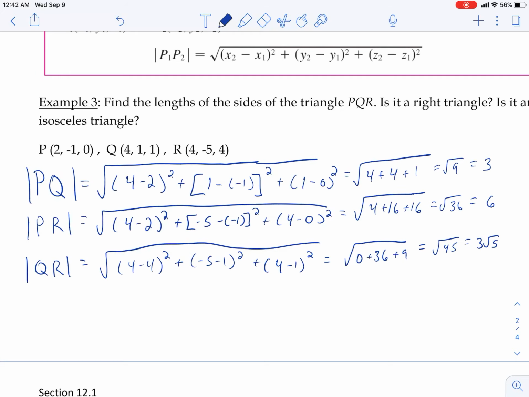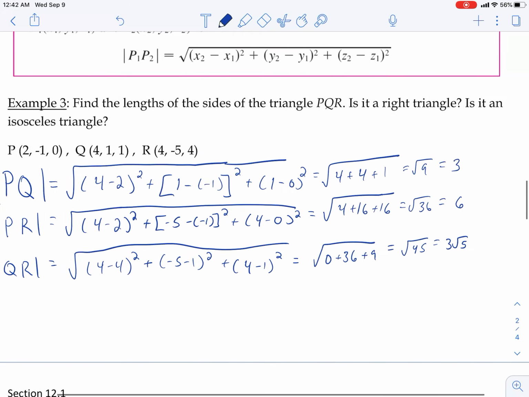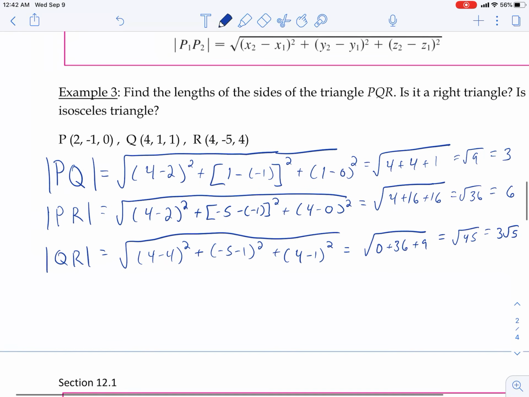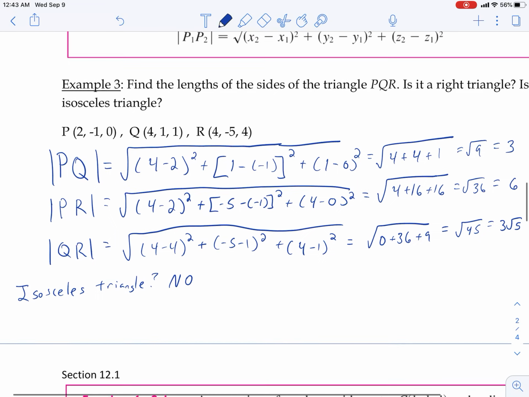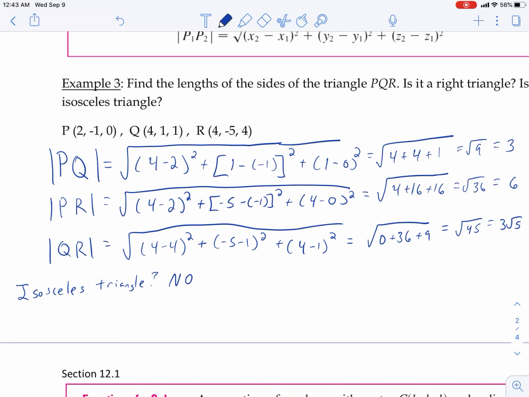Alright, and now what we want to determine is, is it a right triangle or is it an isosceles triangle? Well, we'll first look for an isosceles triangle just because that's easier to tell. Is it an isosceles triangle? I hope you're able to answer no, because two sides have to be of the same length and we have 3 different lengths. So no, it is not an isosceles triangle. And again, I'll highlight the answers in yellow.